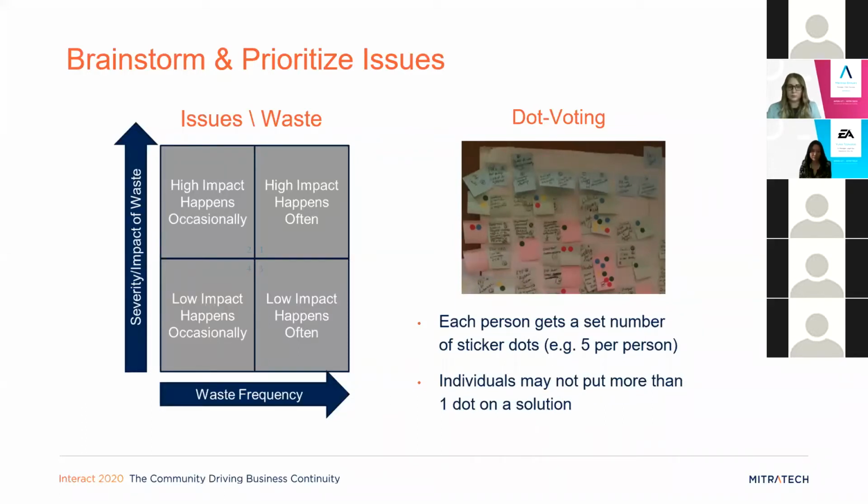Also, before you get started on prioritizing using this 2x2, get the team to agree on what those lines represent, right? So in this 2x2, we're prioritizing based on the waste frequency, how often does the thing happen, right? And then severity, or the impact when it happens, how big a deal is it, right? And so if you can get them to say, hey, what's frequent? More than once an hour, more than once a day, right?